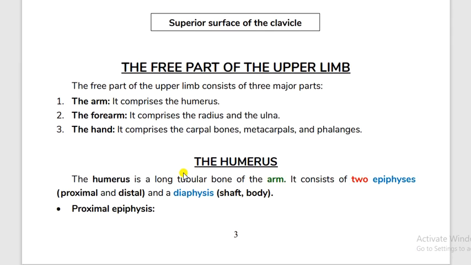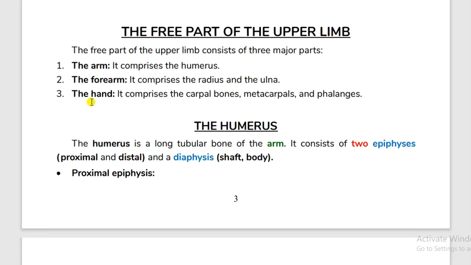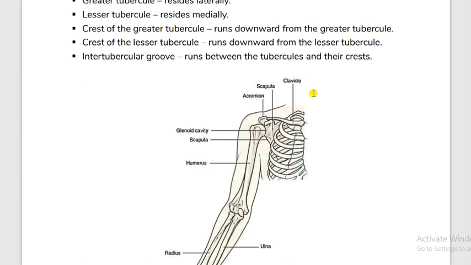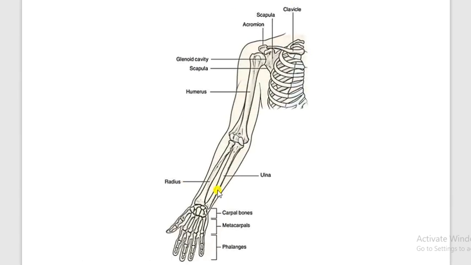Now, the second part is the free part of the upper limb. The free part of the upper limb consists of three major parts. What are these three major parts? There is the arm, which comprises the humerus. There is the forearm, which comprises the radius and the ulna, and there is the hand, which comprises the carpal bones, the metacarpals, and the phalanges.